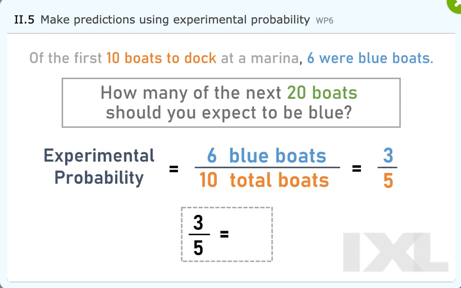To make our prediction, let's define our second ratio as the number of blue boats expected to dock at the marina of the next 20 boats. That gives us n over 20. Setting that ratio equal to 3/5, we can now solve for n.